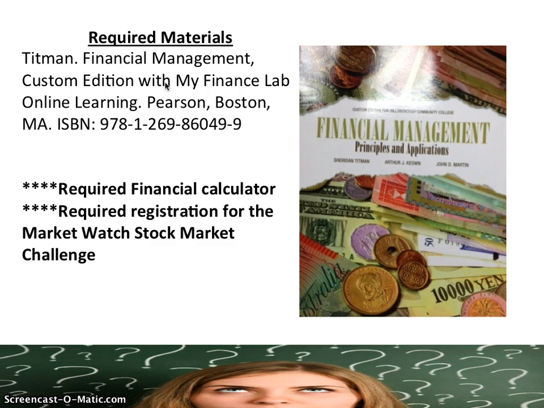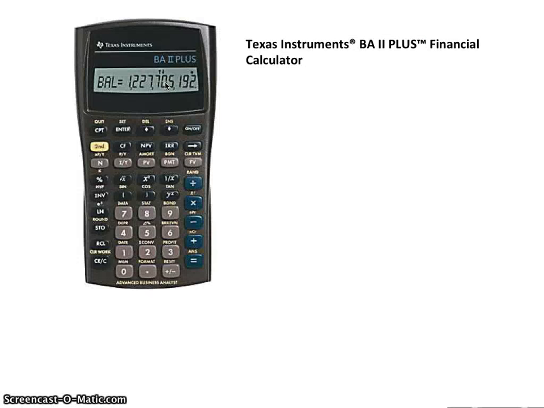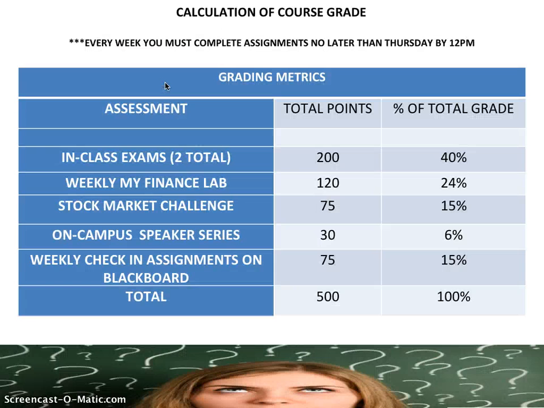One thing I didn't mention in the previous videos is that you are required to get a financial calculator. My recommendation is the Texas Instruments BA2 Plus financial calculator, as you see here. There's a lot of instructions for use of this calculator in the textbook, and there's a lot of videos on YouTube to help you see how to solve different finance calculations if you're having any difficulty with that.